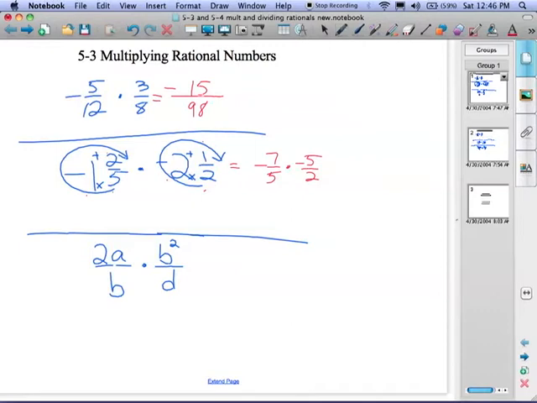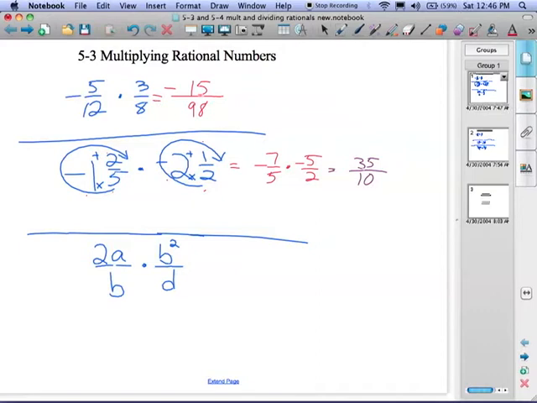Multiplying across the top, 7 times 5 is 35, and 5 times 2 is 10. It's a negative number times a negative number. The answer is positive because negative times negative is positive. So that's a review of just basic fraction times fraction, mixed number times mixed number with integers thrown in there, positives and negatives. Now we see that we have variables.